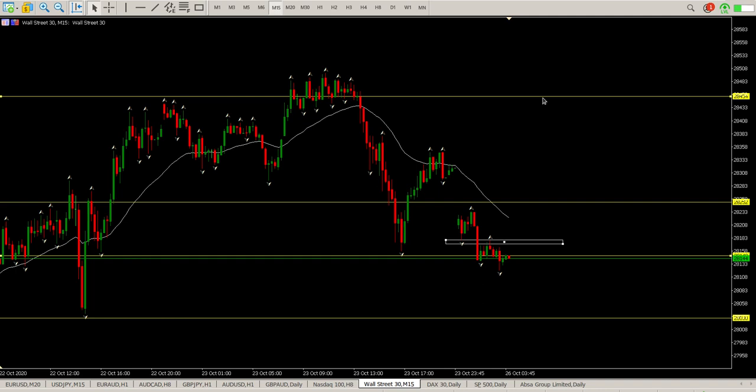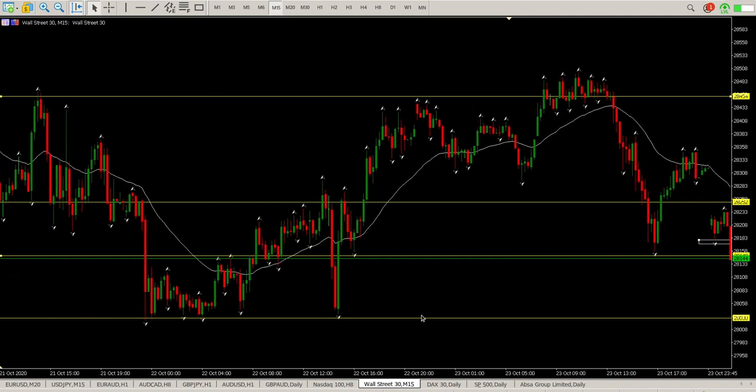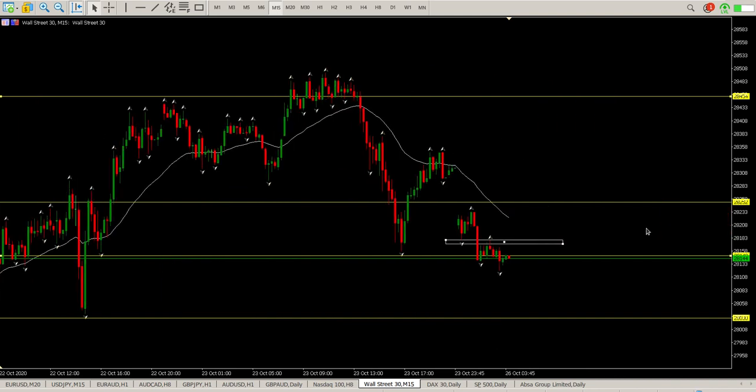It is possible that we fall further, and if we did fall further, I would expect us to find some support down in this area here at 28,000. So that's what you need to pay attention to.